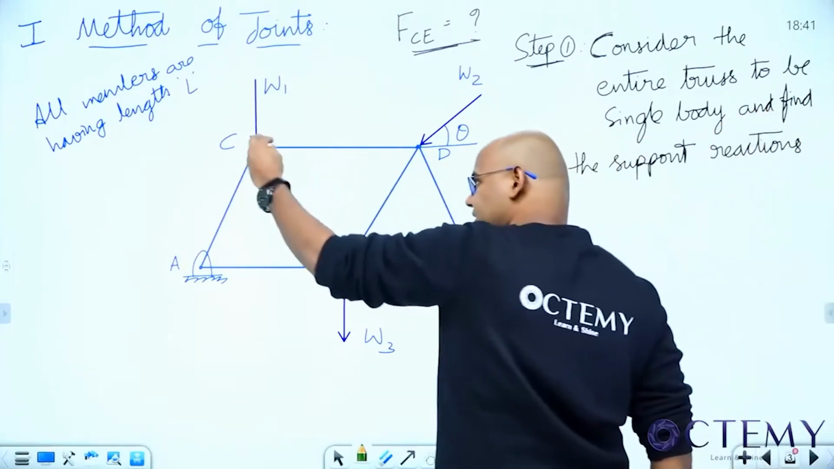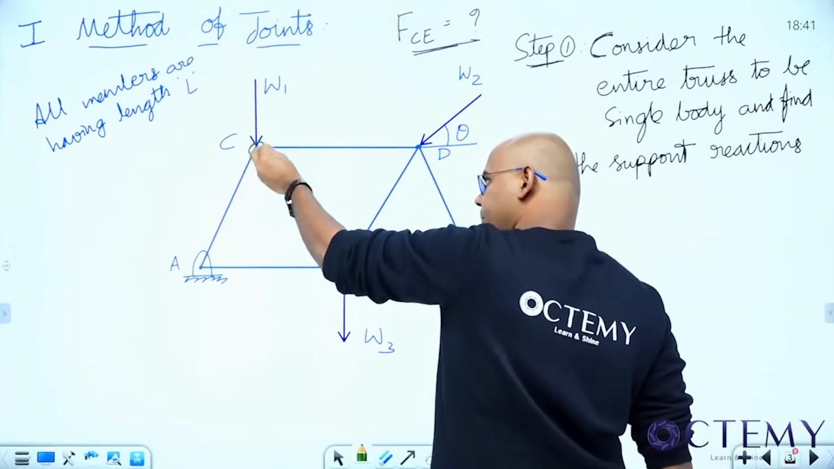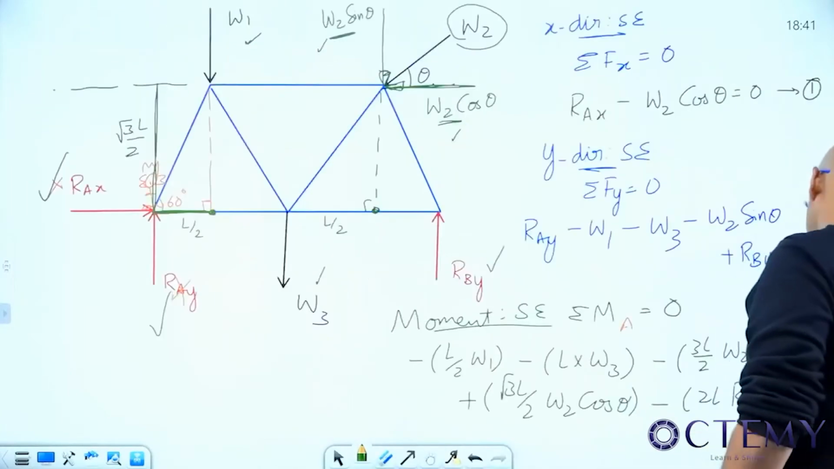At joint C, what is there? Nothing is there, right? It's not a body, it's only a pin. It's only a point, so I'll take only a point.